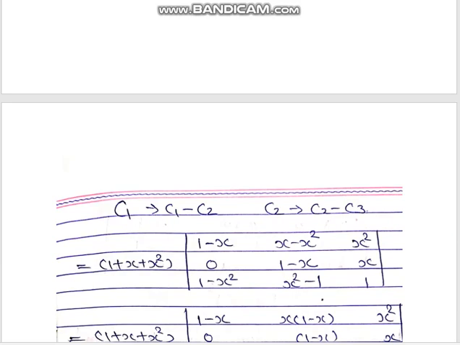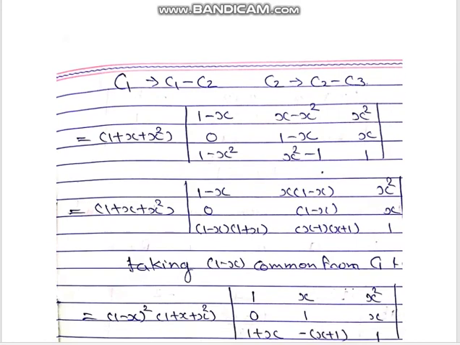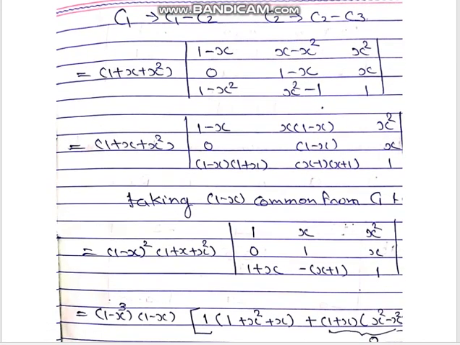Okay, so subtracting, or also you can subtract columns. So subtracting column here, C1 minus C2 will give you 1 minus x, 0, 1 minus x square. C2 minus C3 will be x minus x square, 1 minus x, x square minus 1. Okay, now see here, if you factorize this, you will get 1 minus x and 1 plus x. Similarly here, if we take x common, we will have 1 minus x. Factorizing this will give you x minus 1 and x plus 1. So taking 1 minus x common from C1 and C2 both, outside the determinant we will have 1 minus x the whole square.